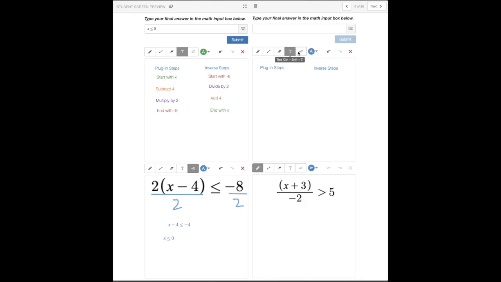So I'll try to use the same colors. Okay, start with x. Add 3. I'm going to change this color to orange. And then we divide by negative 2. Divide by negative 2. I'm going to change this one to purple. And then we end with 5 over here. End with 5. Change that to red. All right, so inverse steps. You undo this one. So instead of ending with 5, we start with 5.